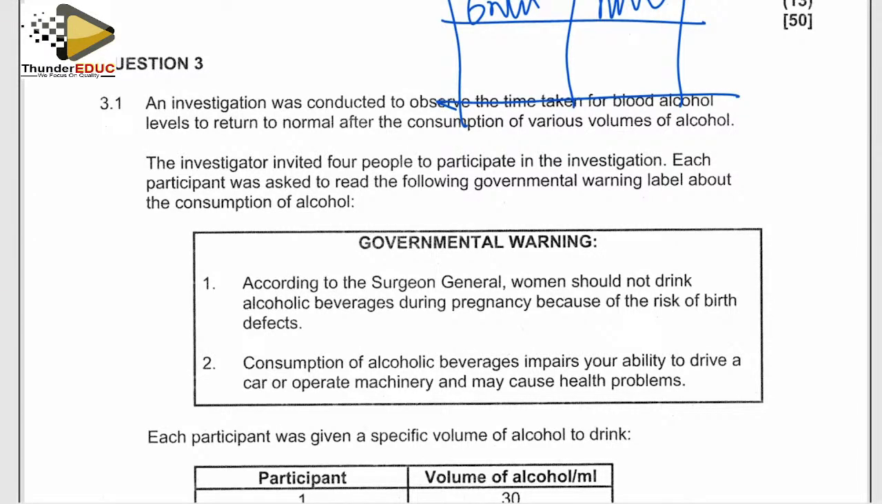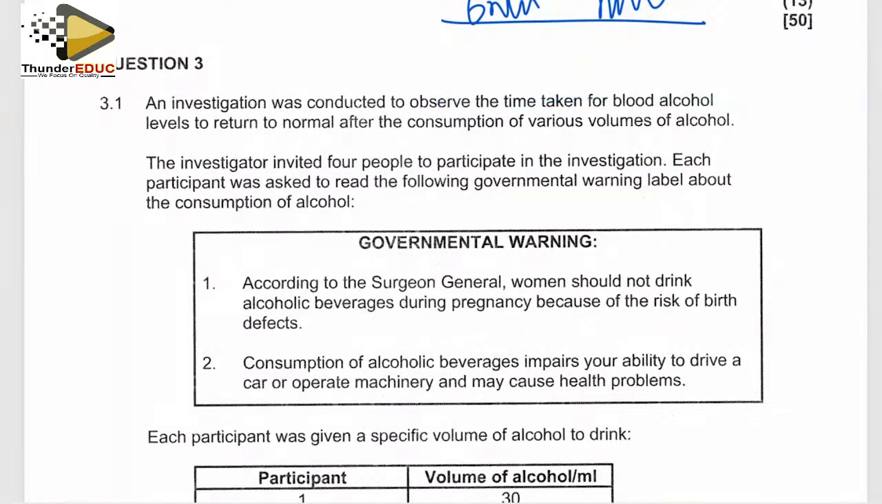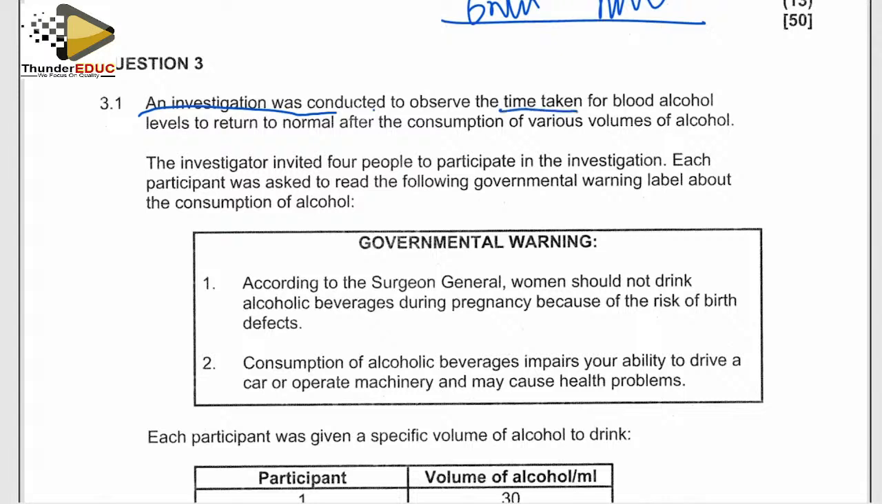They're saying an investigation was conducted to observe the time taken for the blood alcohol level to return to normal after consumption of various volumes. So the time taken will depend on how much alcohol you have consumed. So the time is dependent on the volume you have consumed.